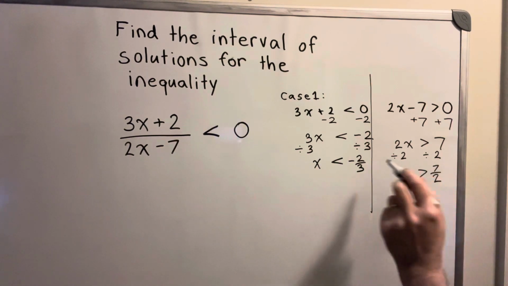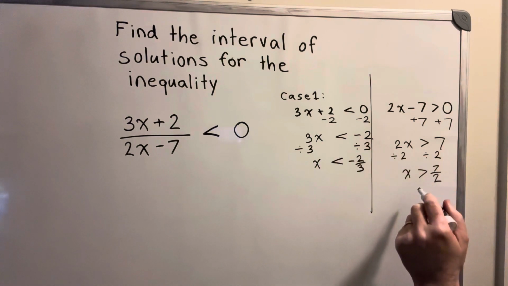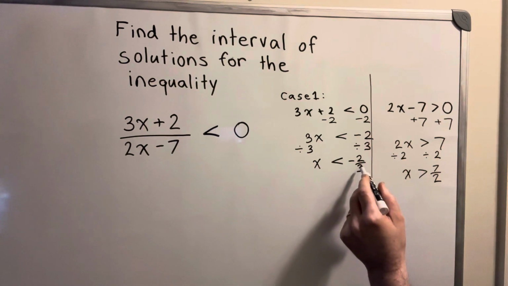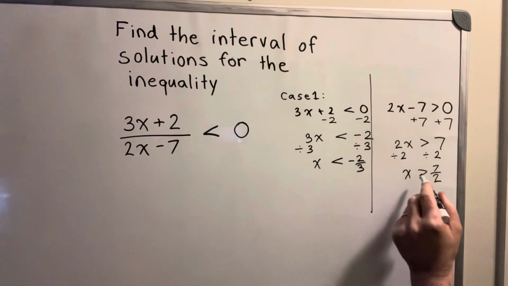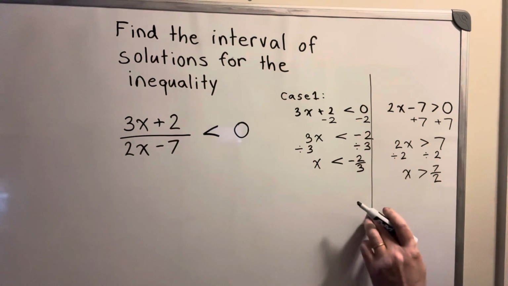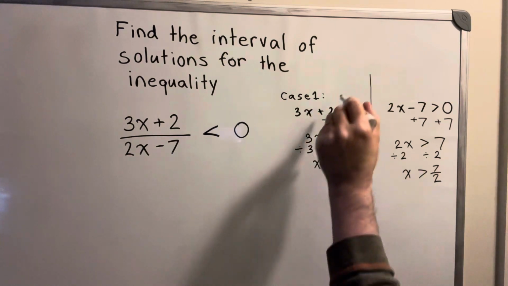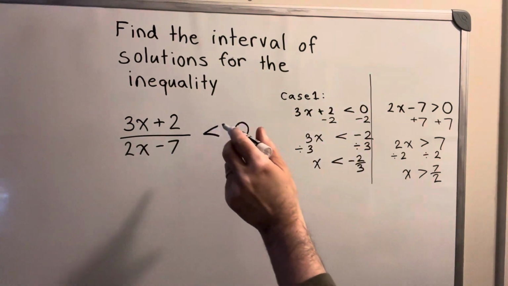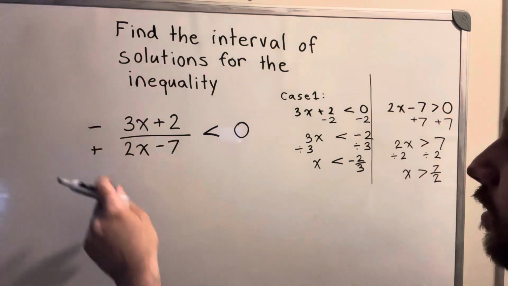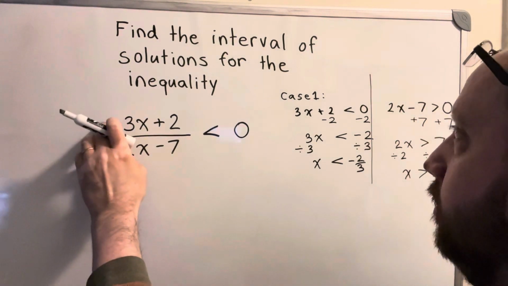Now we have to compare these two results to see if they are compatible. Can x be less than negative 2/3 and at the same time greater than 7/2? It's impossible. So this is impossible. You cannot have the denominator negative and the numerator positive. That won't work. So we have to try the other possibility.